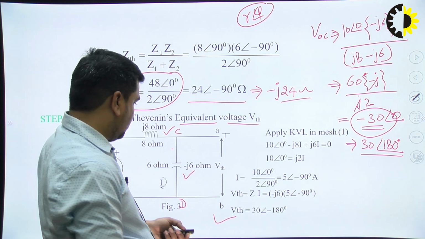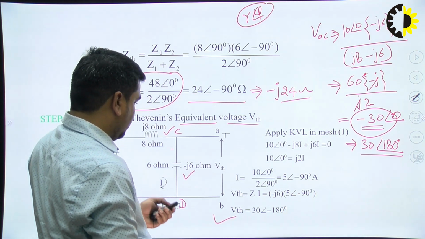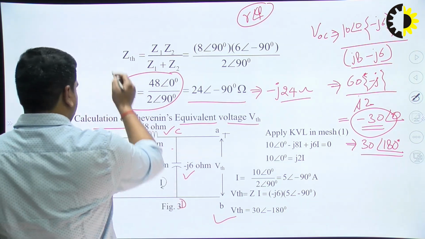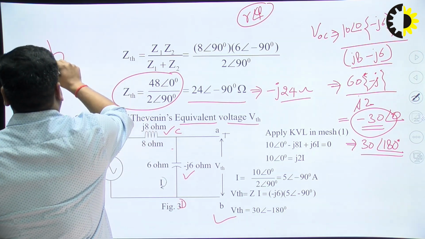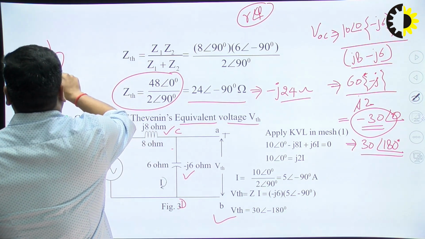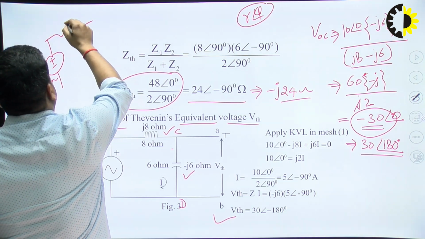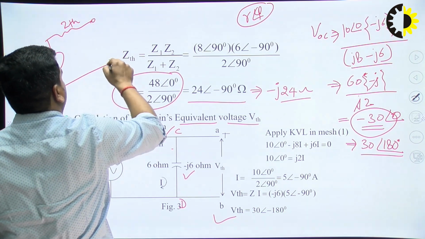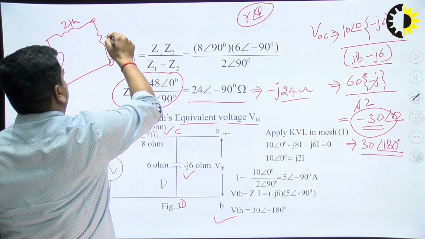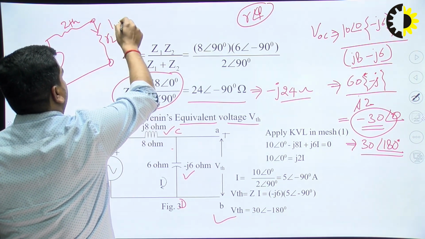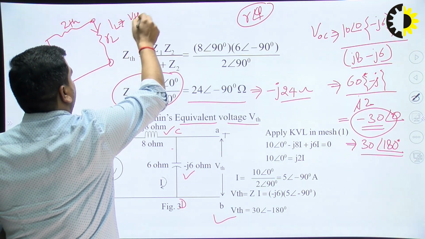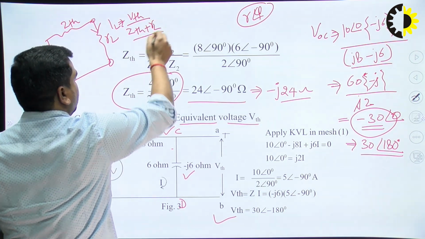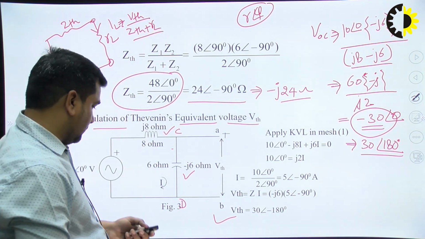Now we have the equivalent circuit, which you can write with VTH, ZTH, and here your RL. So you can find out I equals VTH upon ZTH plus RL. Okay. Now it's over.